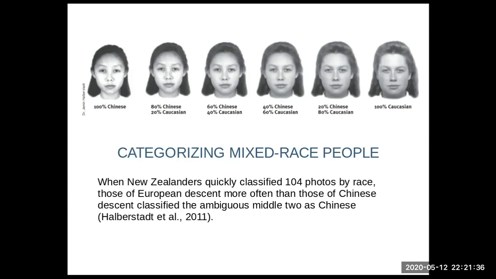So even though they would be defined as mixed, half white, half Chinese, in the middle, they were still classified more as Chinese. They weren't classified as mixed or anything like that. And only the two on the right were classified as Caucasian. The other four, the defining features, according to New Zealanders, was more of the Chinese than the white person.